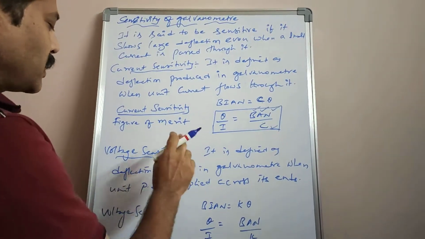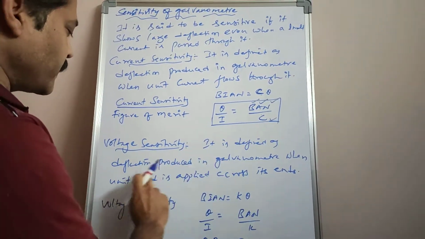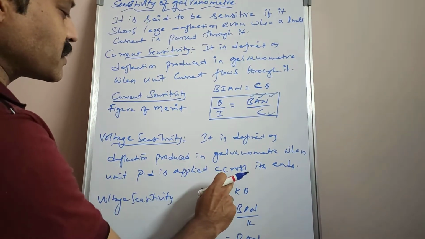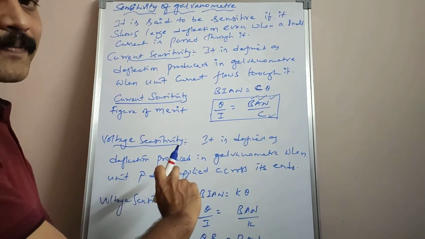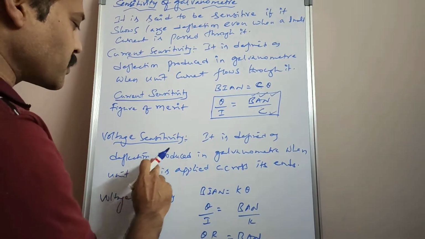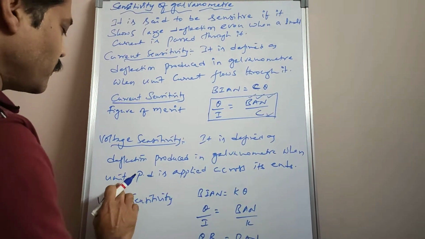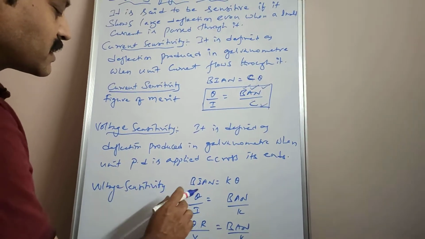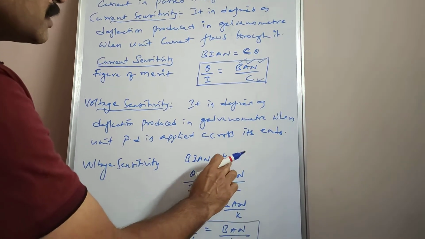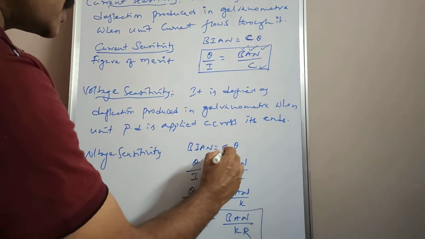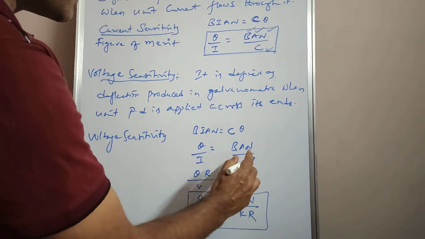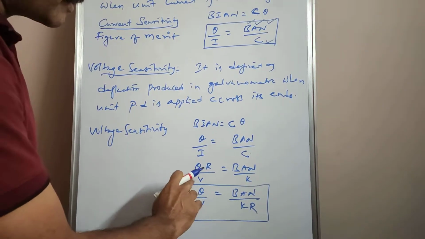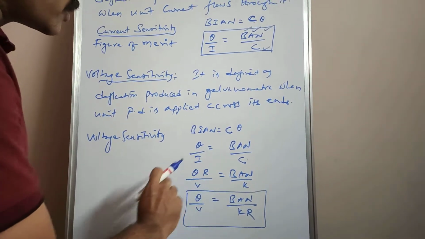Next, voltage sensitivity. It is defined as the deflection produced in the galvanometer when unit potential difference is applied across its ends. From BIAN is equal to C theta, theta by I is equal to BAN by C. Here in place of I you can write V by R, so I is equal to V by R. R goes to the numerator.